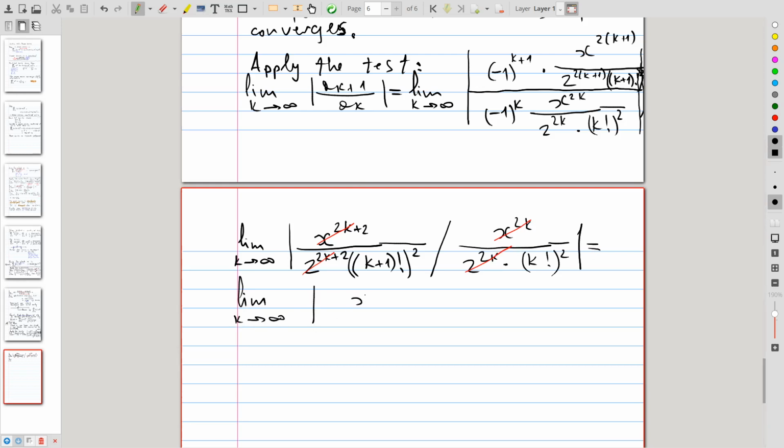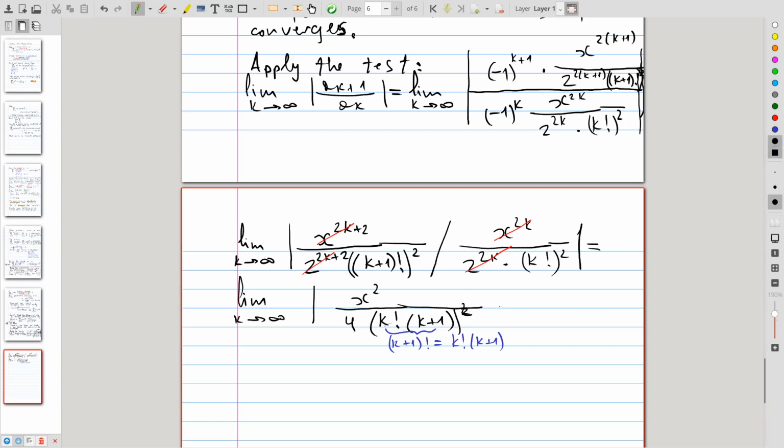We have x squared divided by 4. So this 4 comes from the 2 squared. And then multiplied with k factorial times k plus 1, everything squared. Right? So this expression here comes from k plus 1 factorial. So k plus 1 factorial is precisely k factorial times k plus 1. So that's what we put in here.